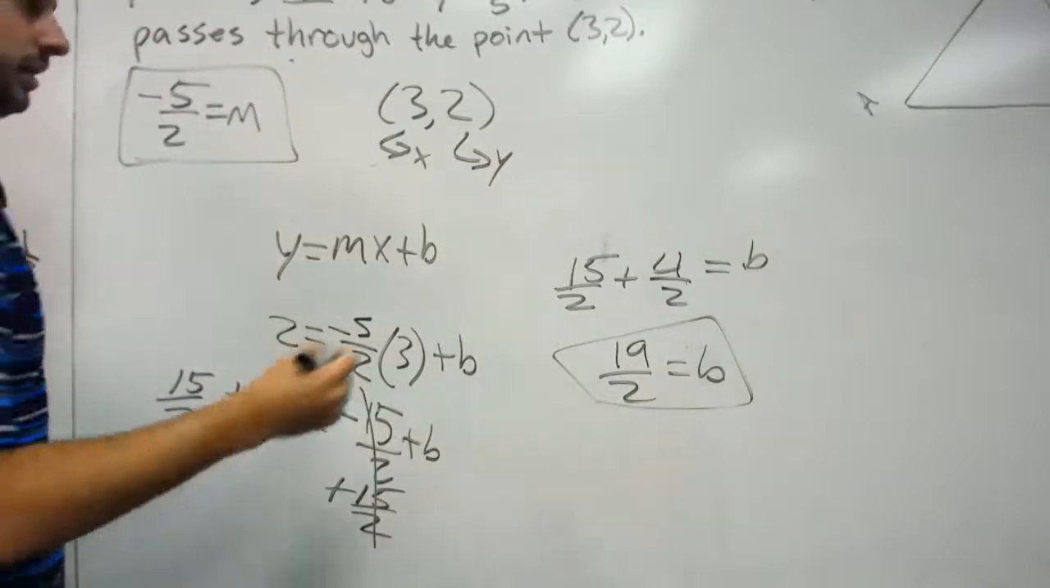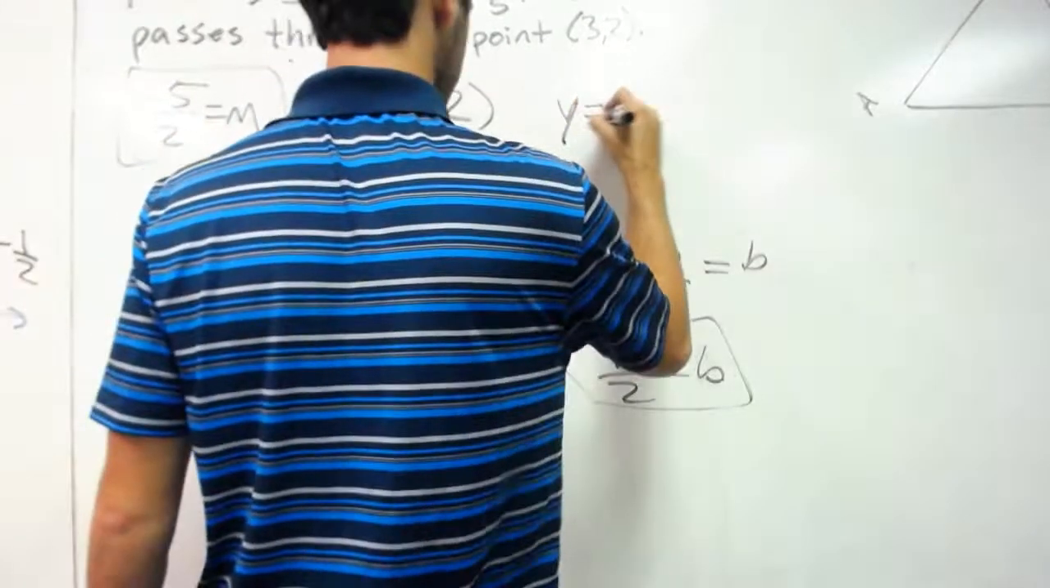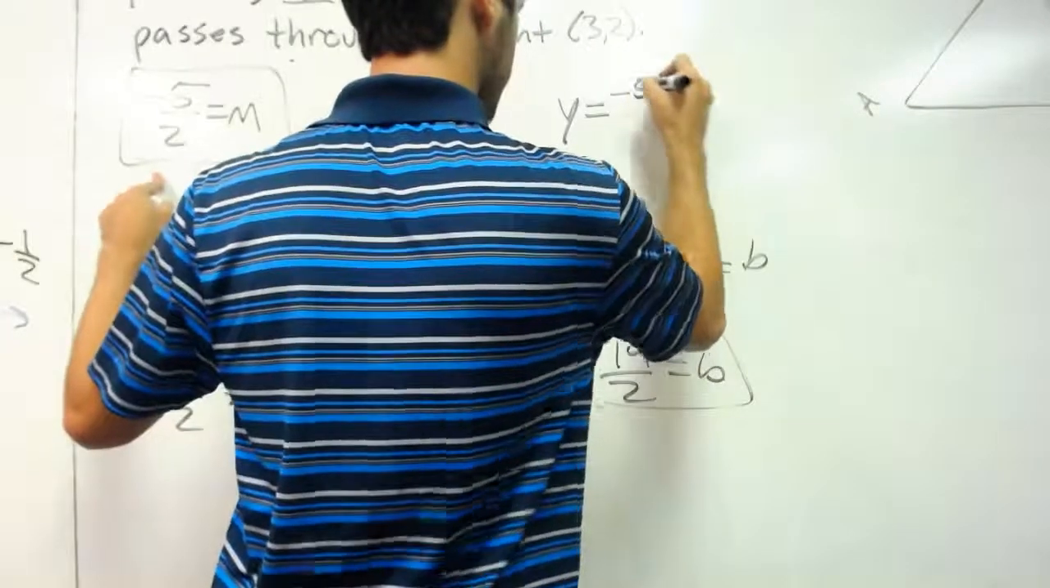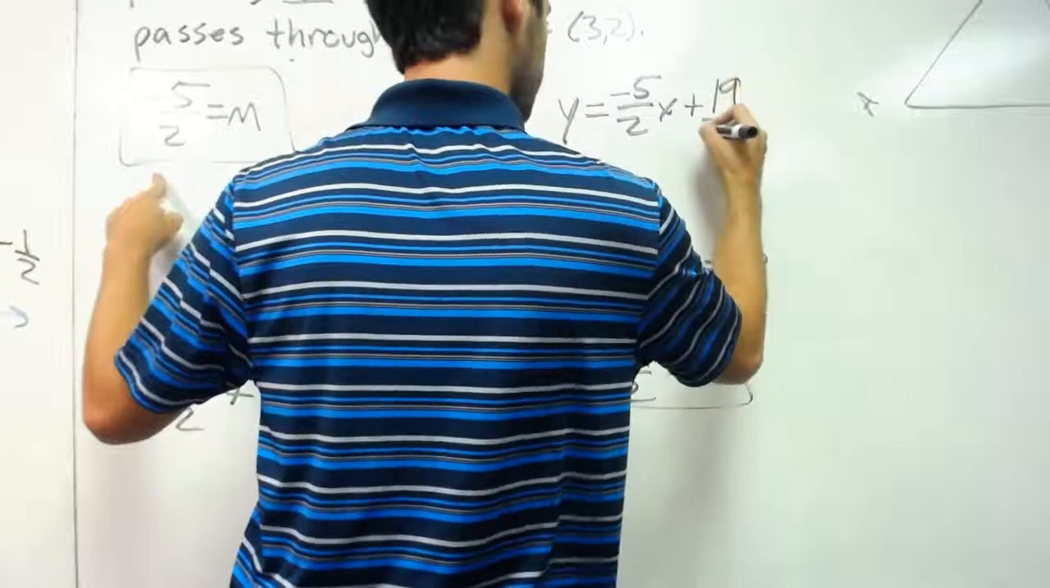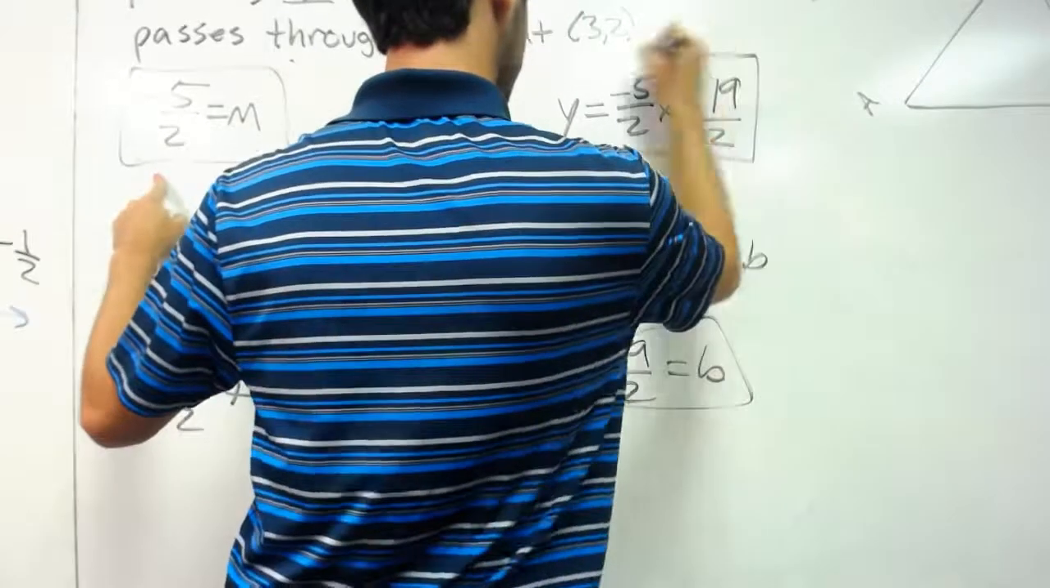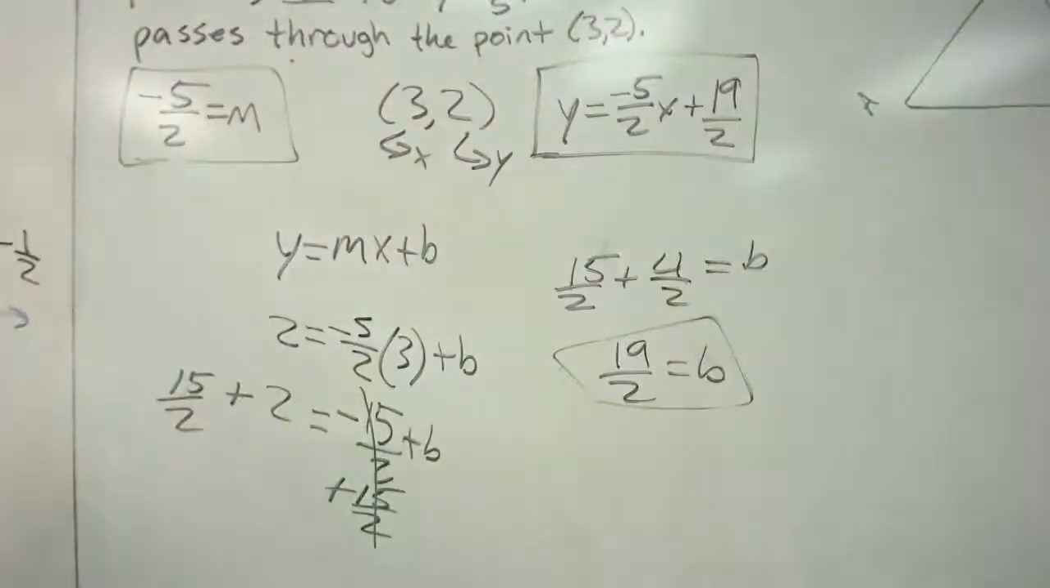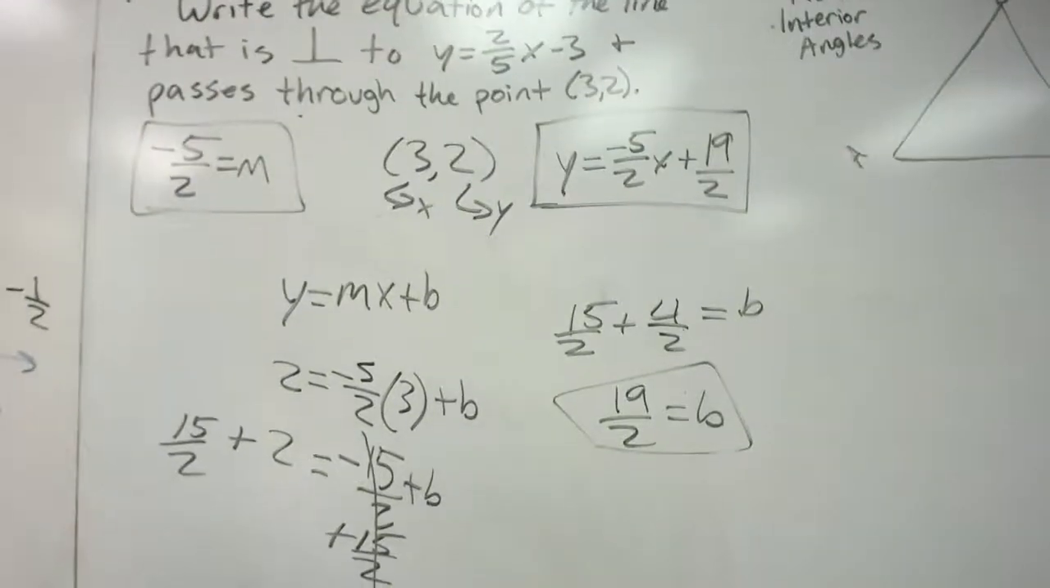line. Now we just put it in the equation. y equals -5/2 x plus 19/2. And that would be your answer, and that's how you use negative reciprocals in those problems.